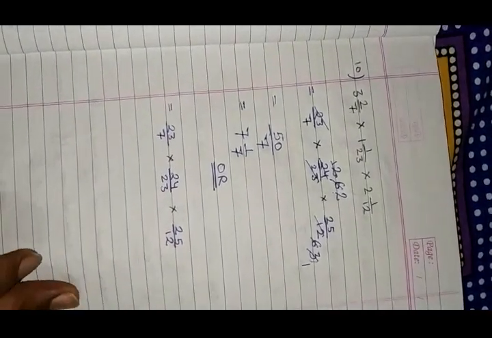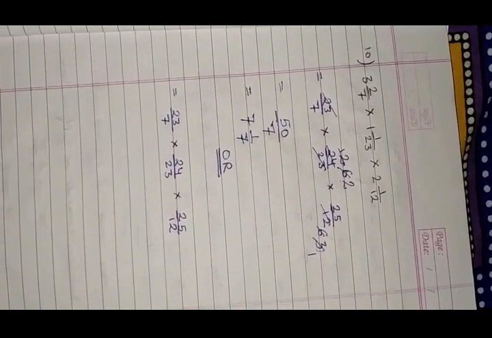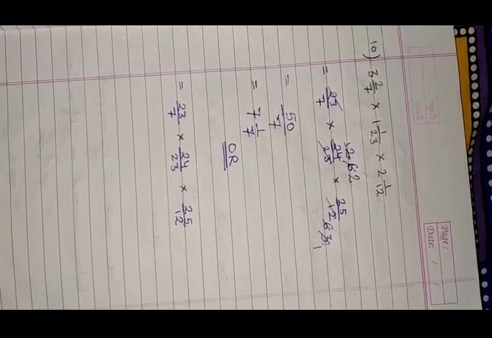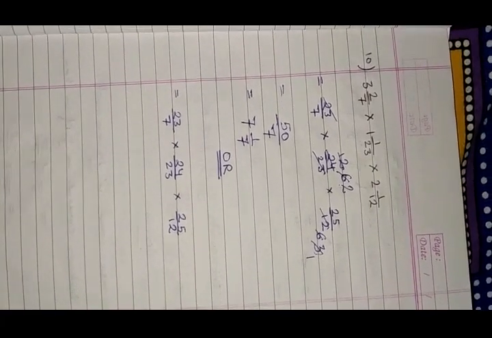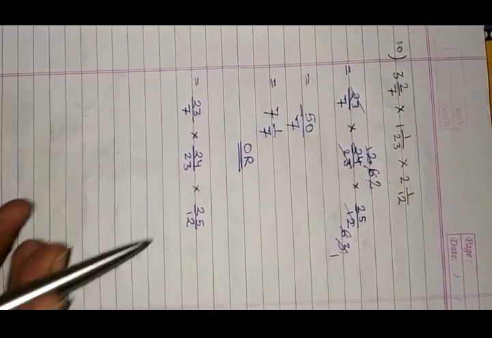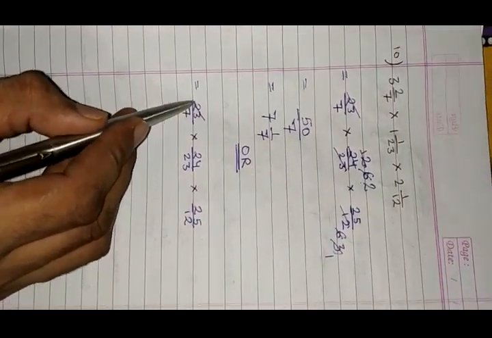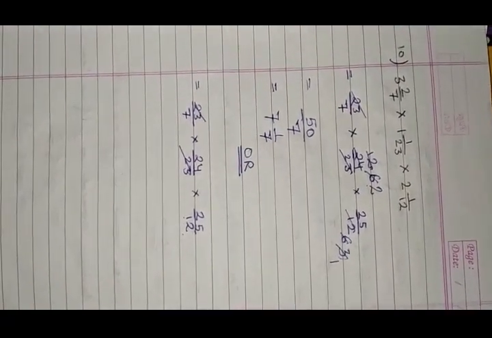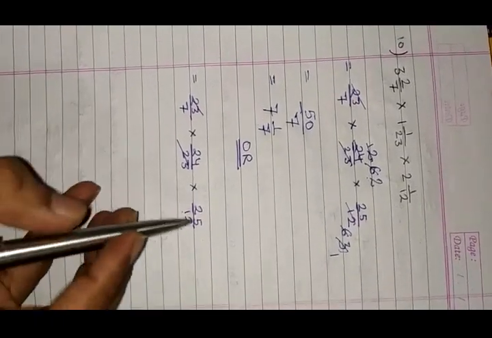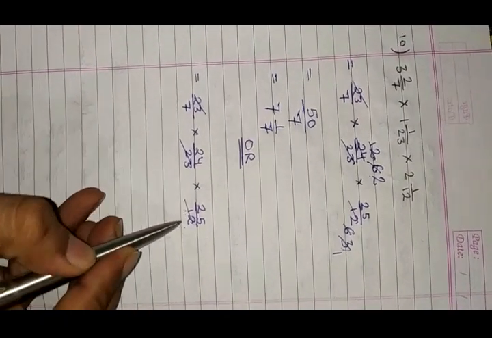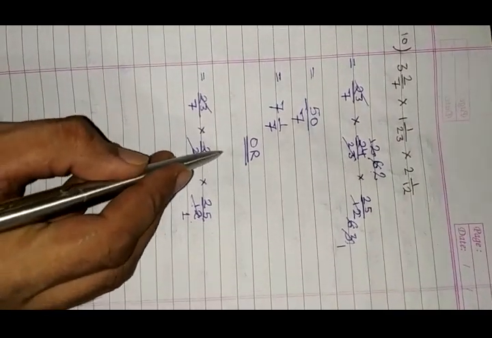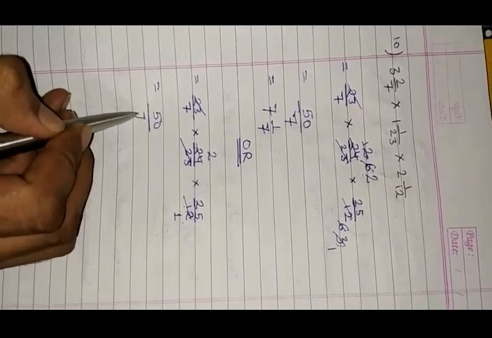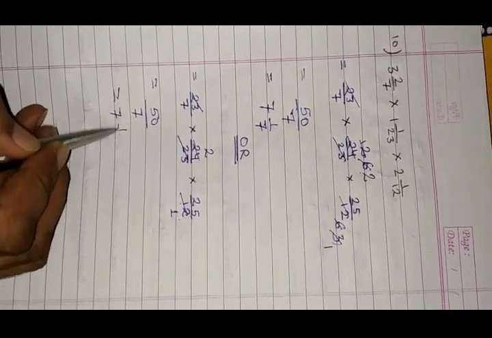Okay. Now there is another method, but you can easily solve this calculation if you know the table of higher numbers. Means 23 will cancel out with 23, and 12 and 24 both have a highest common factor 12, so we can cancel out with 12 also. 12 ones are 12 and 12 twos are 24. So 50 upon 7 is equal to 7 1 upon 7.